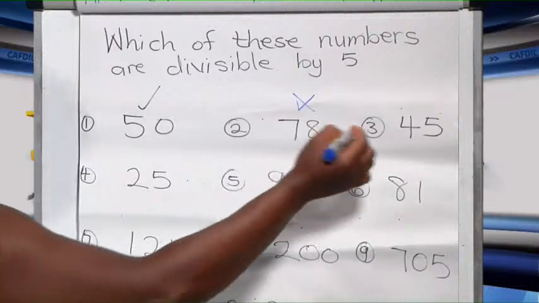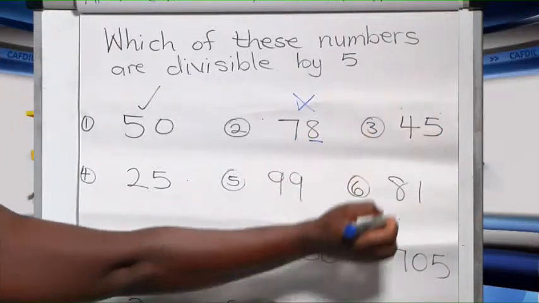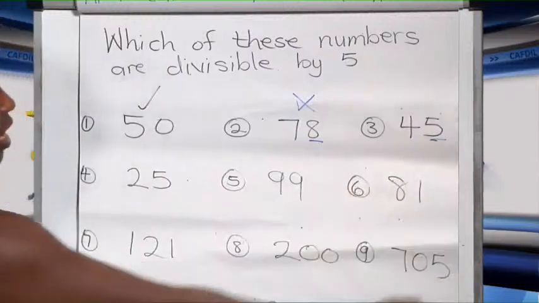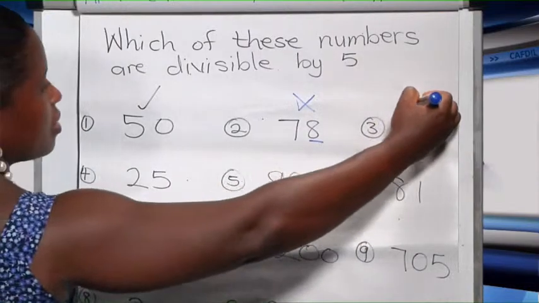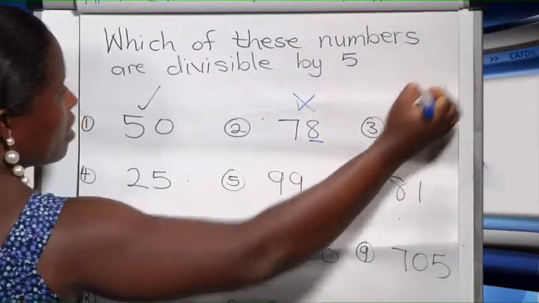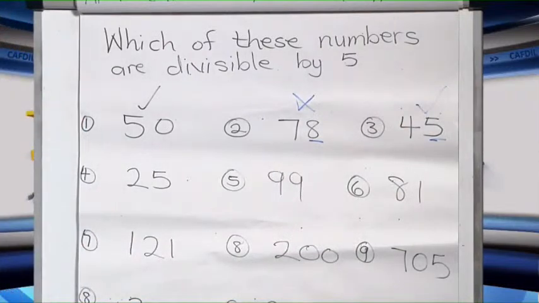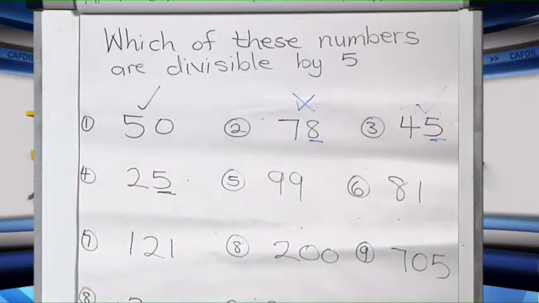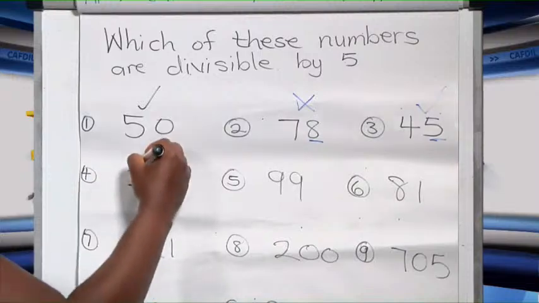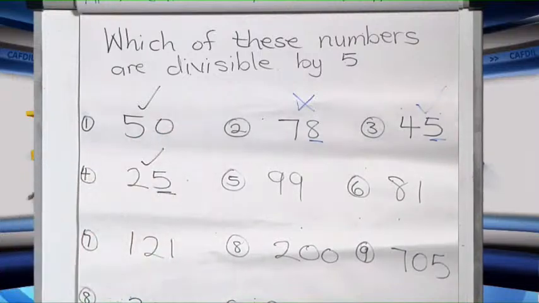The next one is 45. I can see 5 at the end. That is the last digit. So 45 is divisible by 5, or it is a multiple of 5. 25. The last digit is 5. So 25 is a multiple of 5.